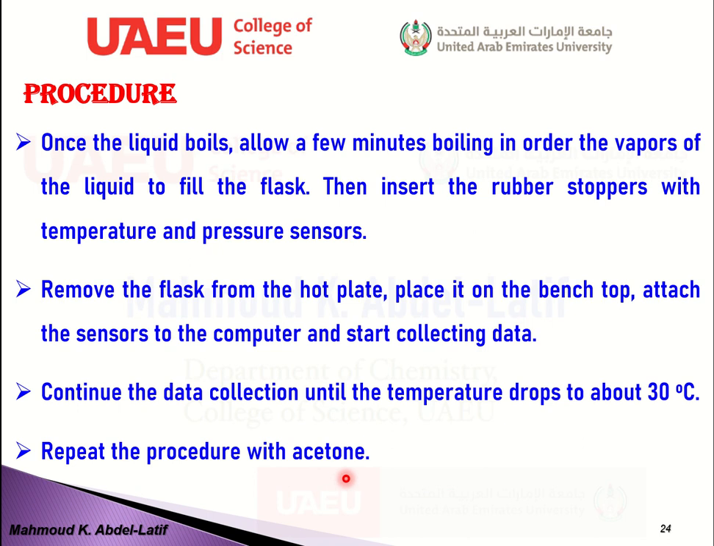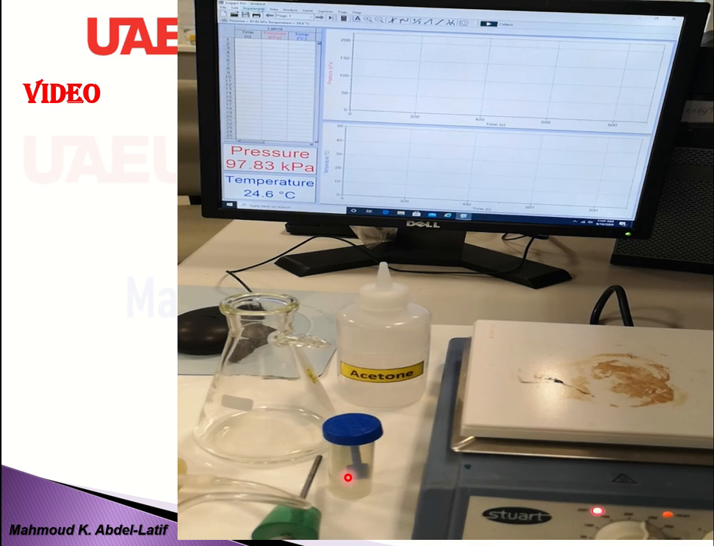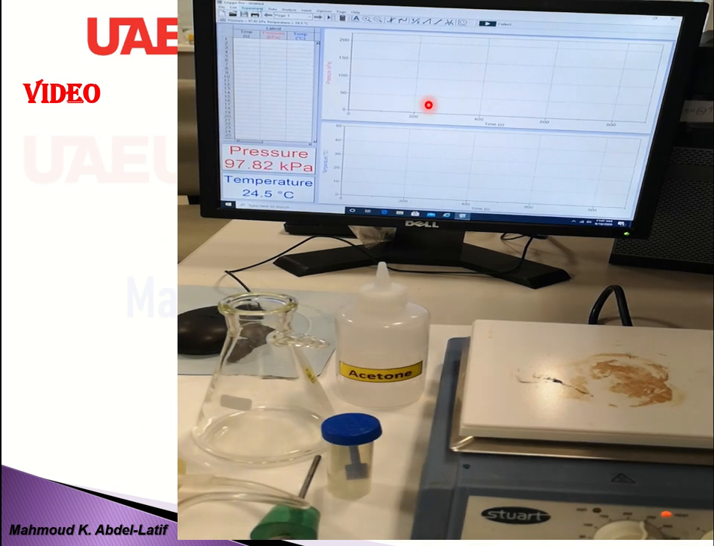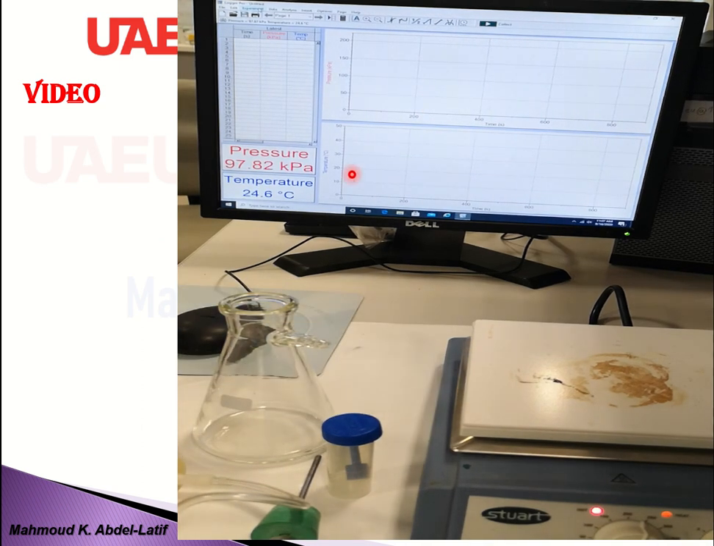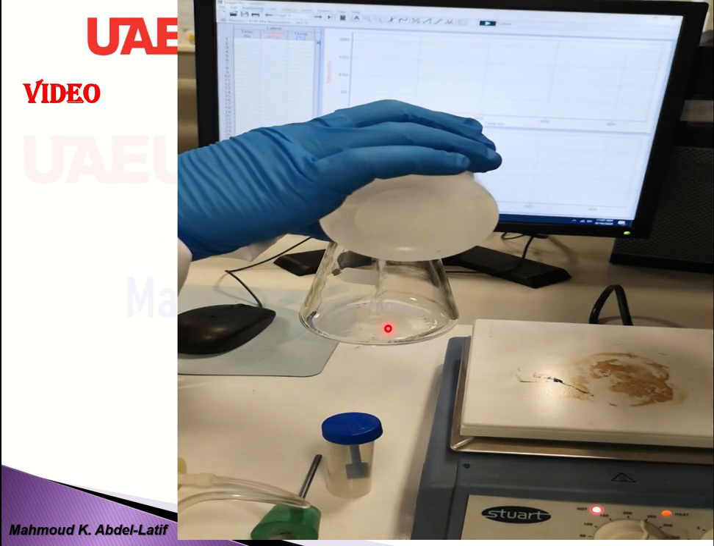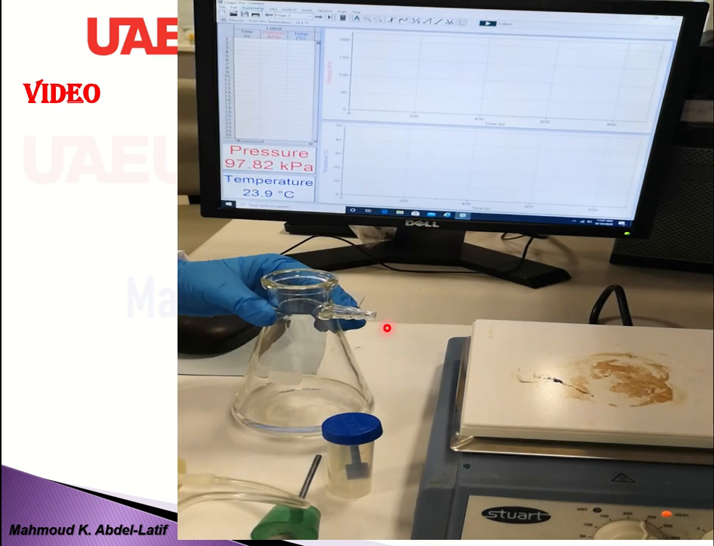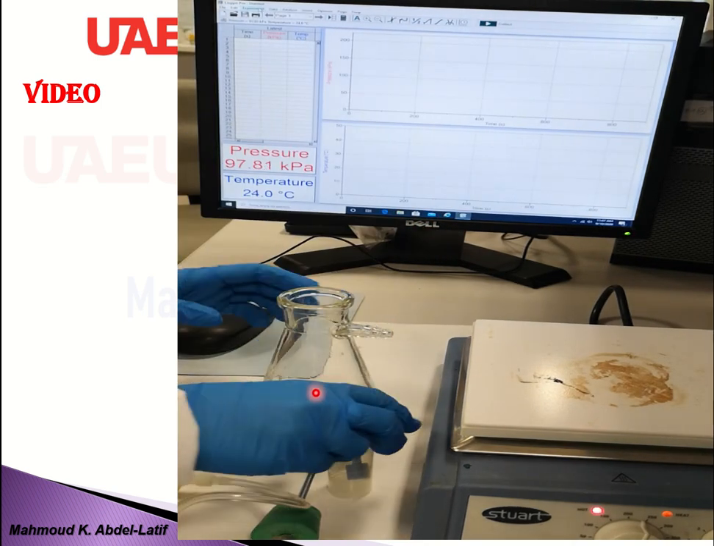procedure with acetone. I'm going to show you a video of how to do the setup and so on. This one, okay? This is the Logger Pro device, the data collection. And this is the Buchner conical flask. You should measure 50 milliliters of the solvents you have using a measuring cylinder.